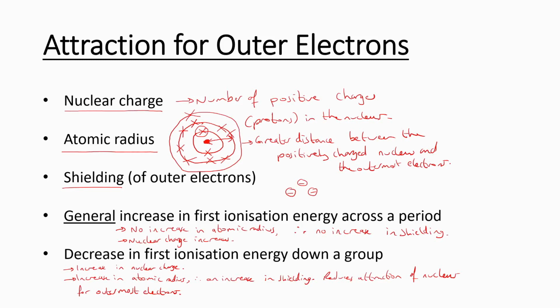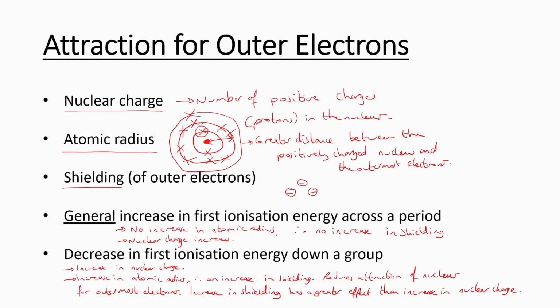Now the other point we need to say is that the increase in shielding has a greater effect than increase in nuclear charge. So if you have an increase in shielding and an increase in nuclear charge, normally the increase in shielding wins. It has a greater effect.